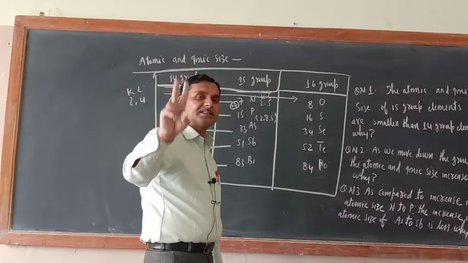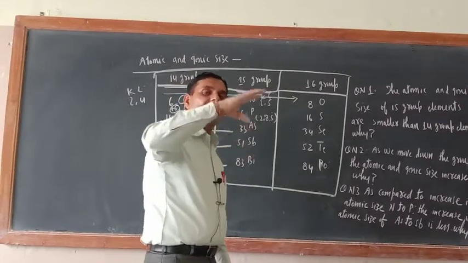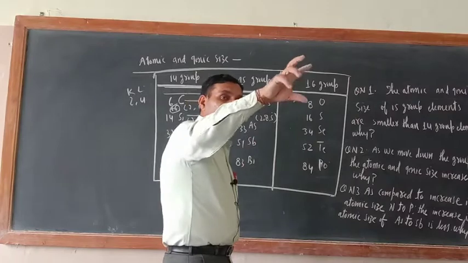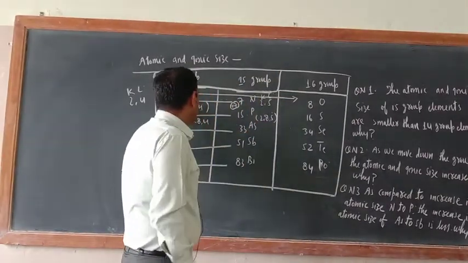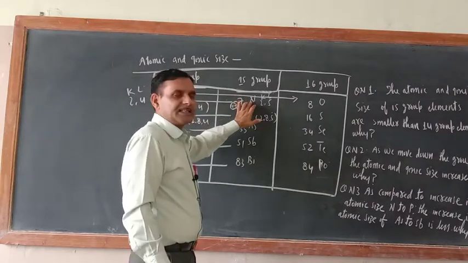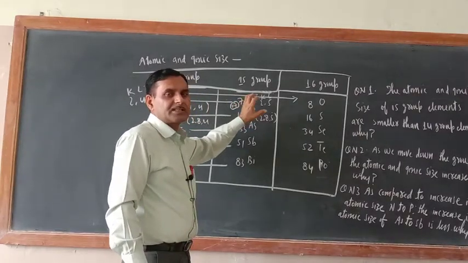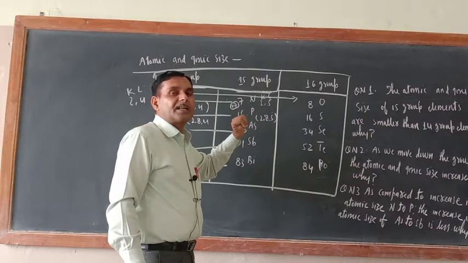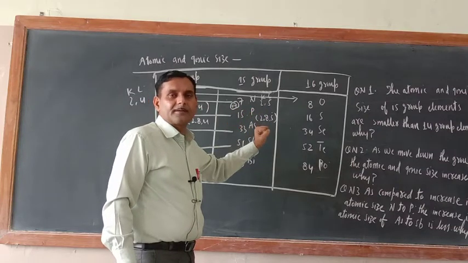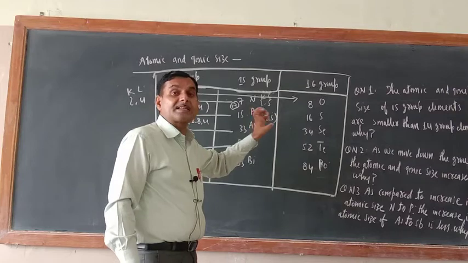Nuclear charge increases. Due to the increase in nuclear charge, it will attract the outermost shell electrons towards itself. So as compared to carbon, nitrogen exhibits more nuclear charge. The nuclear charge will attract the outermost shell's electrons, and the atomic size will decrease or shrink.